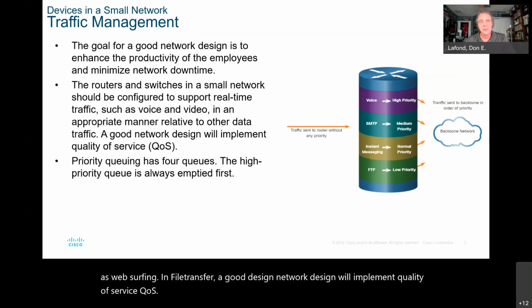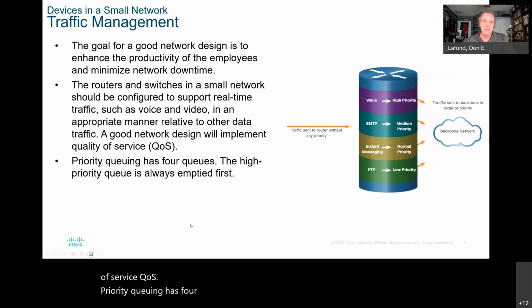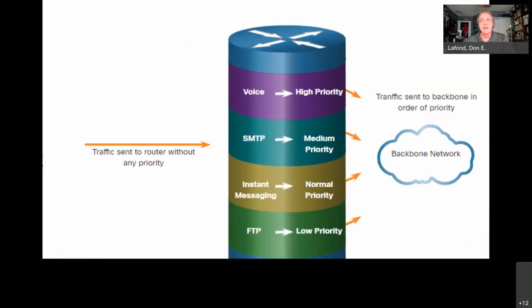Priority queuing has 4 queues. The highest priority queue is always emptied first. I'll zoom in so we can see this. Voice and IP phones obviously have the highest priority, because you can wait a little longer for your file to transfer or your website to load, but you can't lose packets when you're making a phone call or video. Degradation can really make the video hard to see or the conversation hard to understand.